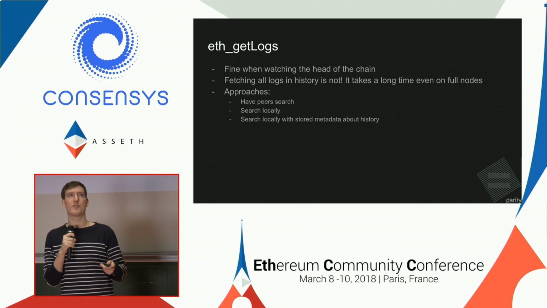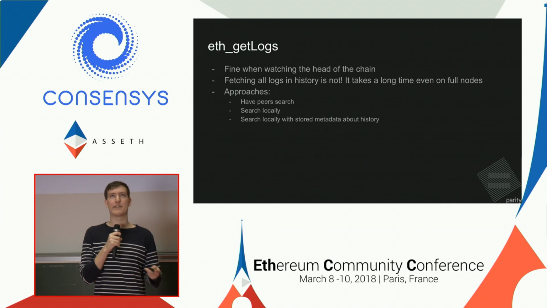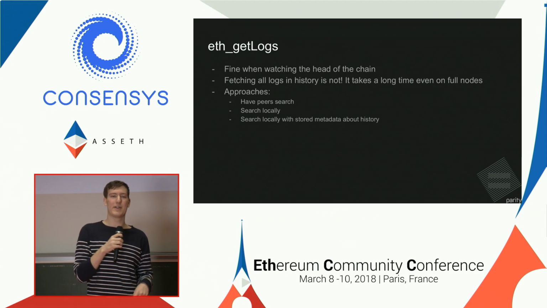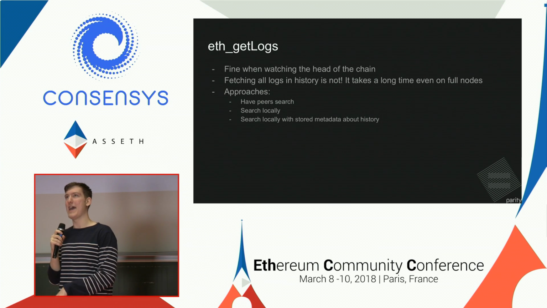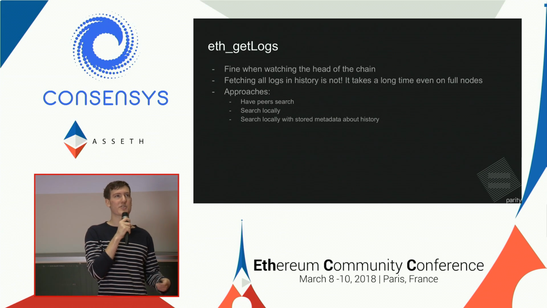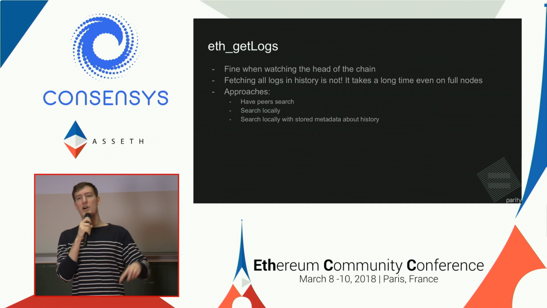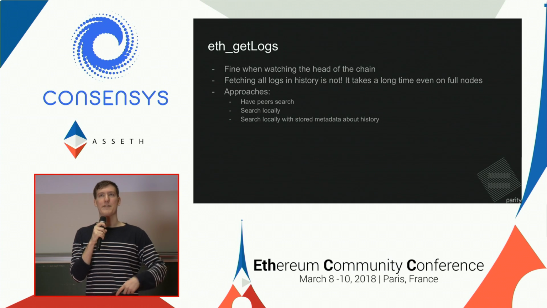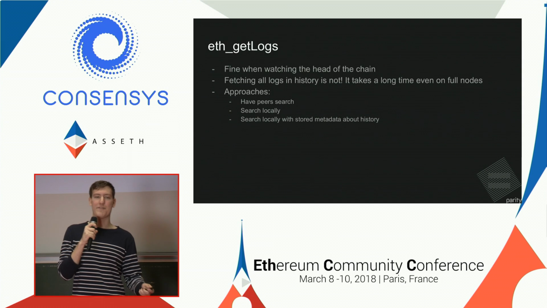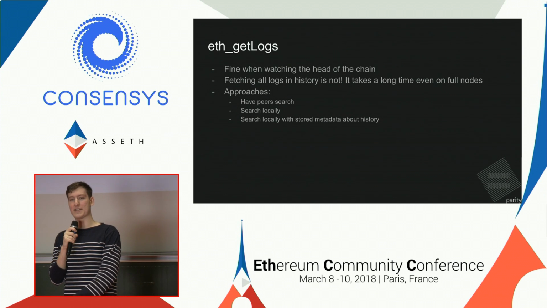So the first one, of course, is this ETH get logs. It's fine when you're watching the head of the chain, especially if you're doing it in a publish-subscribe way: a new block comes in, we check a Bloom filter, then we get the receipts if it matches, etc. But if you're going to history, it doesn't really work.